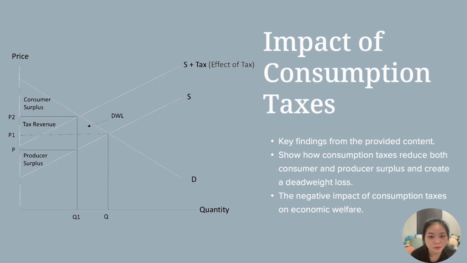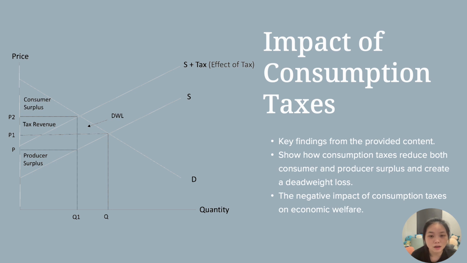On the other hand, producer surplus is the region between the supply curve and the original price. A consumption tax lowers the price received by producers, also reducing the producer surplus. The middle of the graph showcases the deadweight loss, which represents the loss of the total surplus due to market inefficiency caused by the tax.